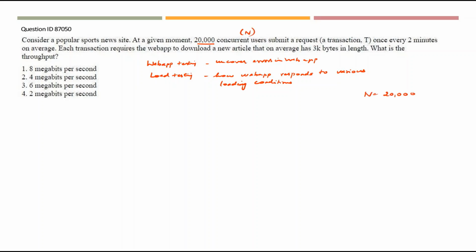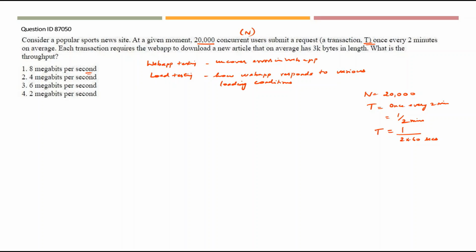Then we have the number of transactions per unit time. That will be denoted by T. So T is equal to once every 2 minutes. This can be written as 1 by 2. Out of 2 minutes I get 1. Here the throughput is given in seconds. So here it is 1 by 2 minutes. So what we will do is change it into seconds. So 1 by 2 into 60 seconds. We are not bringing seconds to the numerator. We are just keeping it in the denominator. This is equal to T.